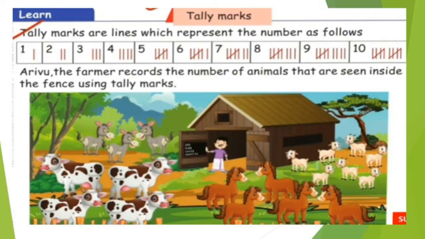Let us learn tally marks. Tally marks are lines which represent the number as follows. For 1, you have to draw 1 vertical line, and for 2, you have to draw 2 vertical lines. For 3, 3 vertical lines, and for 4, 4 vertical lines. For 5, you have to cross the 4 vertical lines. So, for every fifth count, you have to cross the 4 vertical lines.